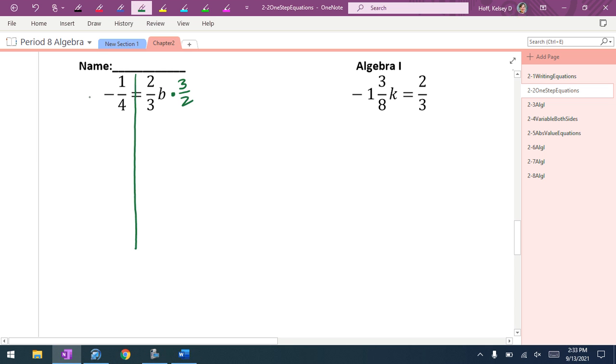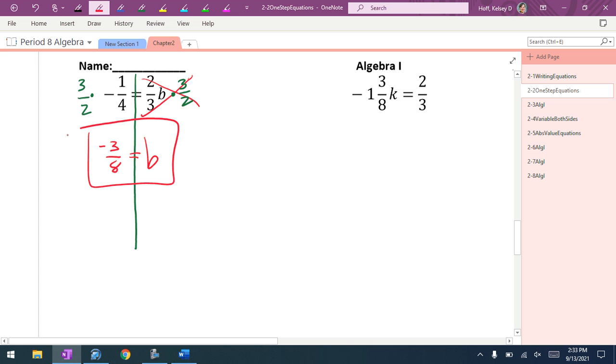Times 3/2 times 3/2. On the right-hand side, I'm left with just b. Left-hand side, can you cancel anything? Cross simplify? No. So if we multiply across, you end up with, careful, -3/8. Now, technically, your negative sign could be out front or in the numerator. Yes, technically, it could be in the denominator.